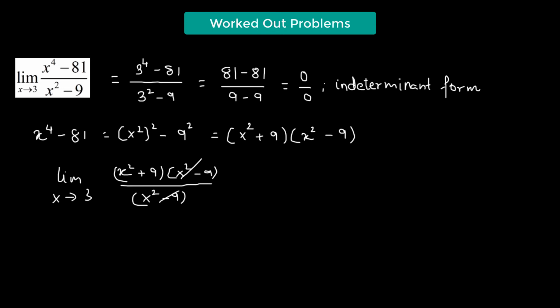So they cancel out, and that leaves us with limit x going to 3, x squared plus 9. Now we substitute the value of x. So we have 3 squared plus 9. So this gives us 9 plus 9, which is equal to 18. So this is going to be the limiting value.